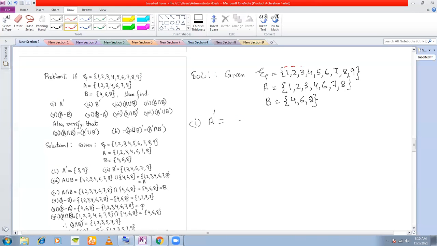2 I remove here, 3 I remove here, 4 I remove here, then 6 I can remove here, 7 I can remove here, and 8 I remove, right? So what am I left with? I'm only left with 5 and 9. So these are the elements of A complement. Clear? Yes, sir.